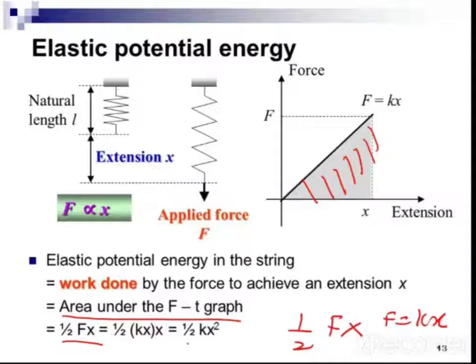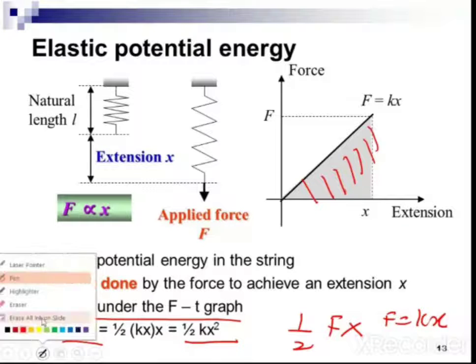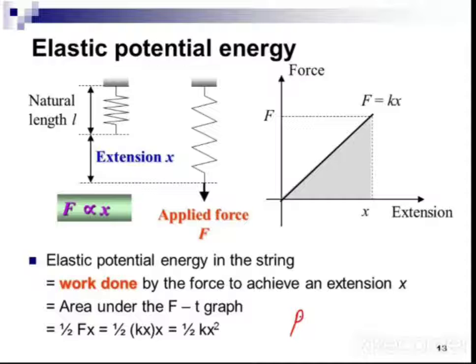So what are you getting? 1/2 of k into x square. This is how I have calculated this. So the potential energy, or the strain energy, is 1/2 k x square. I hope you have got all these three formulas. Let us move next.